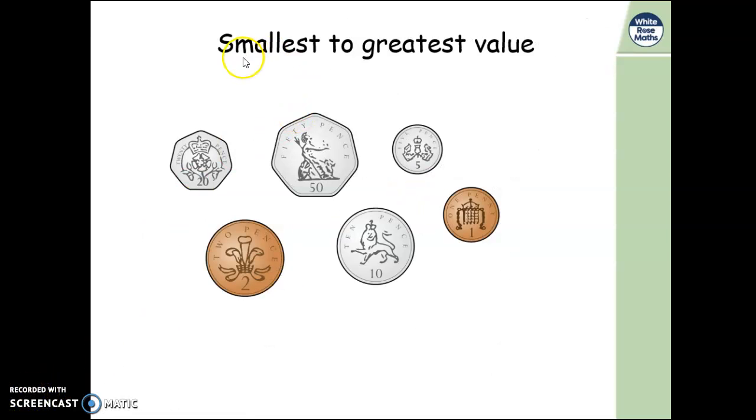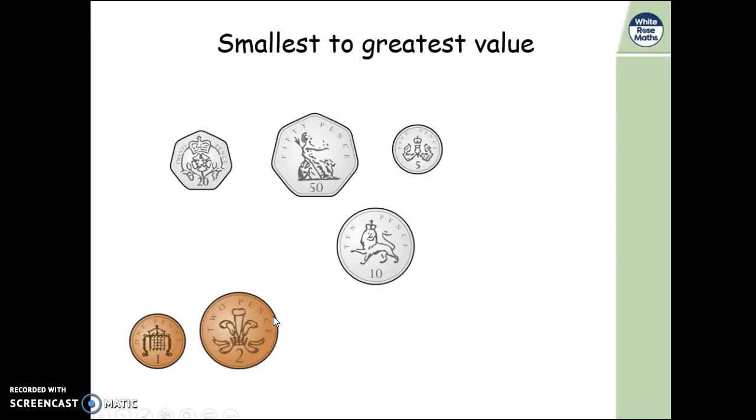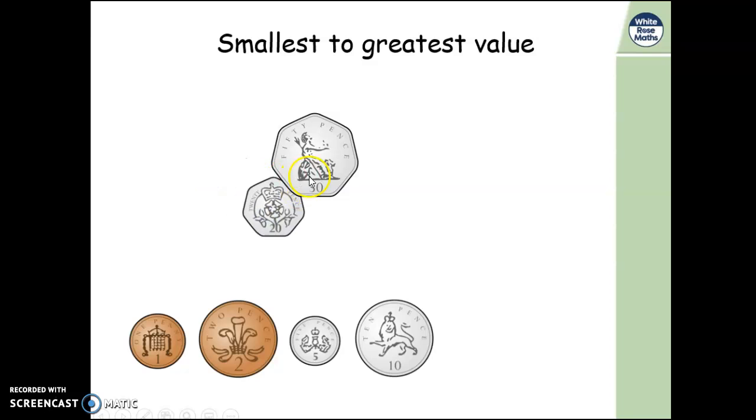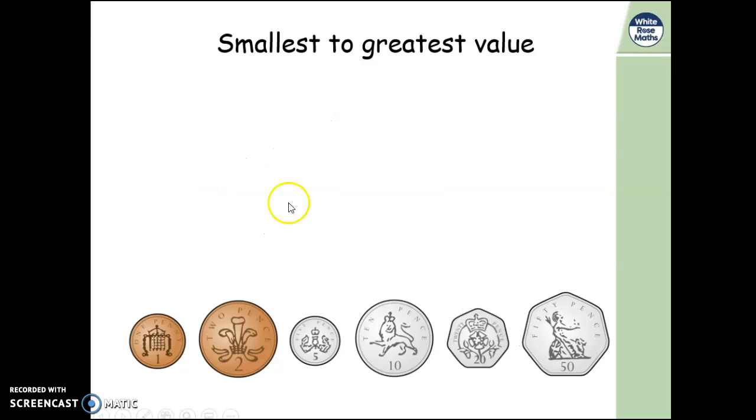So looking at this now, it says the smallest to greatest value. So we need to think about which number is the biggest, which number is the smallest. We've got the 1 penny, then 2, 5, 10, 20, 50. Which is the smallest number? I would say 1. And what comes next? 2p, 5p, 10, 20, 50. So these are the coins in order of value.